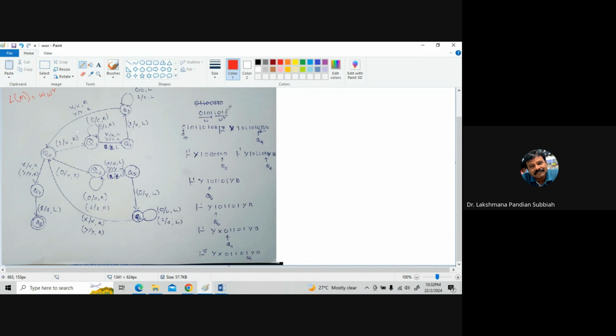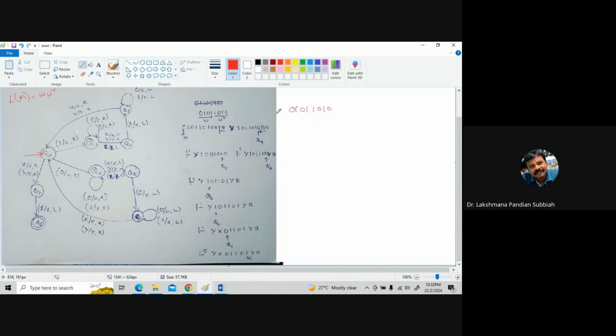This is one example, right? Now, how do you design a Turing machine for this particular language? You start with Q0. Assume this is the input: 0101, then the reverse, 1010, right?